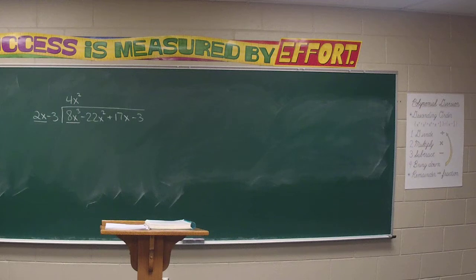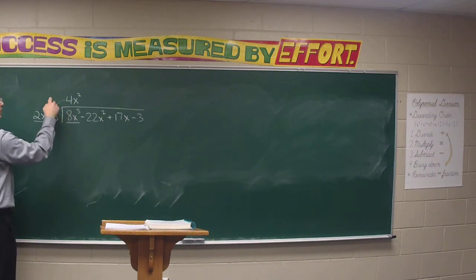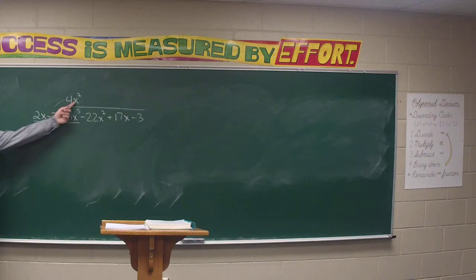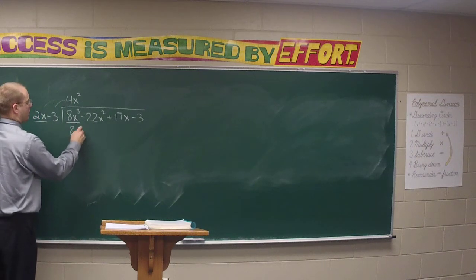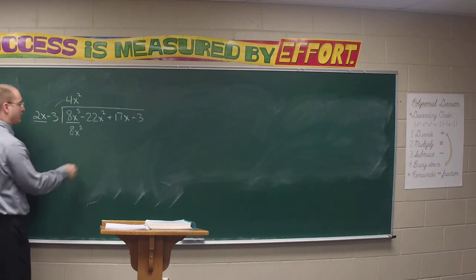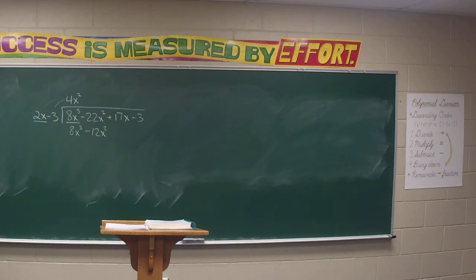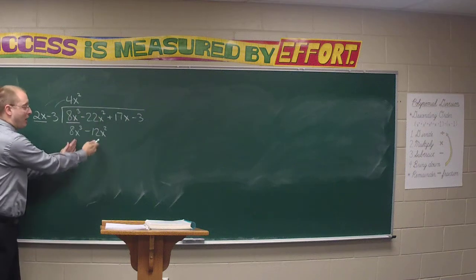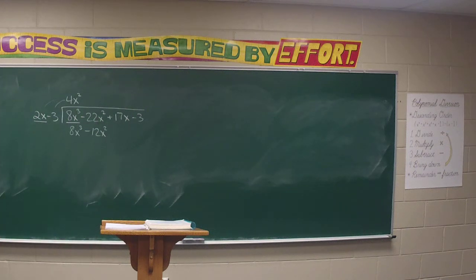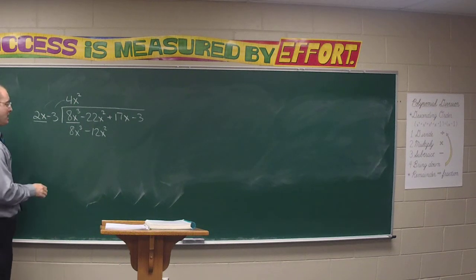Step number 2, multiply by the whole divisor. In parentheses, you could say distribute. 4x squared times 2x, 8x cubed. 4x squared times negative 3, negative 12x squared. And we're going to write it down underneath, making sure to line them up under the like terms. Step number 3, it says on the poster subtract. I want you to write on your paper add the inverse.